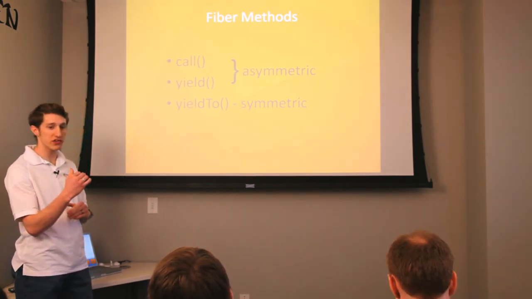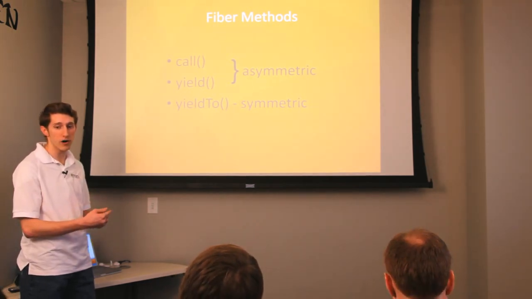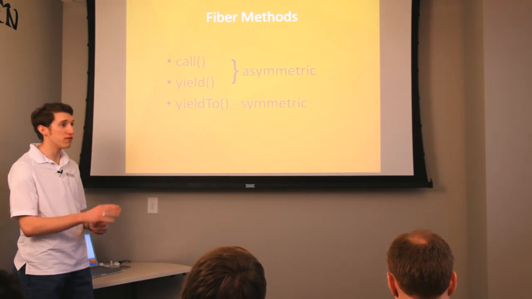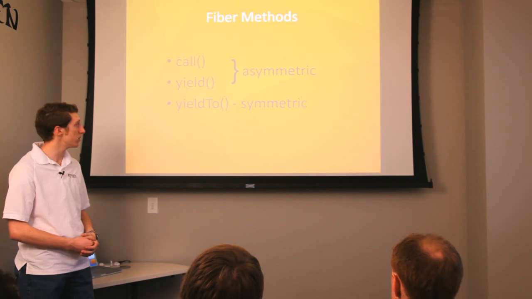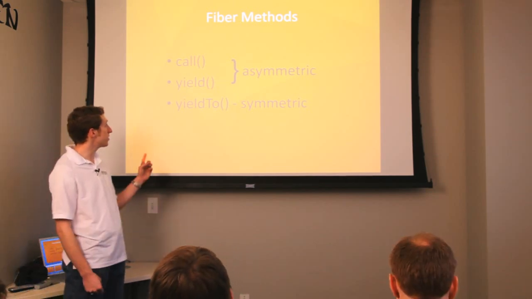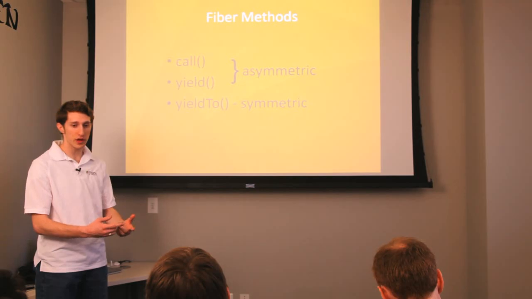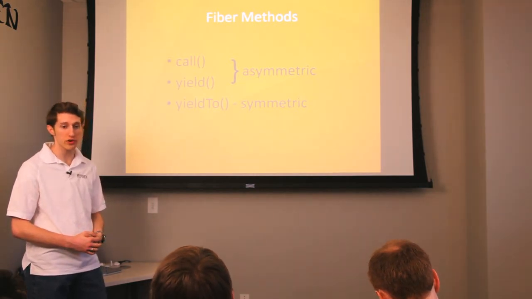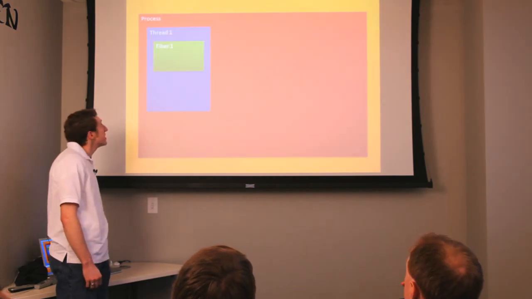So that creates a stack, where the called fiber has a link back to the calling fiber. And no other fiber can touch that calling fiber while it's waiting for the yield. The other method is yield to, which is called symmetric coroutines. Yield to just says, replace me with you, and there's no return link there. So I've got a pretty cool animation that shows it.